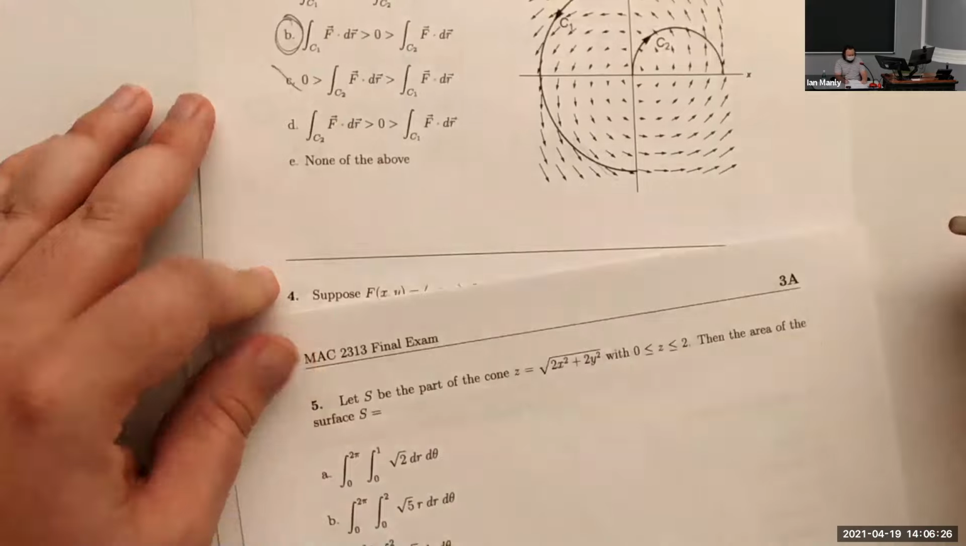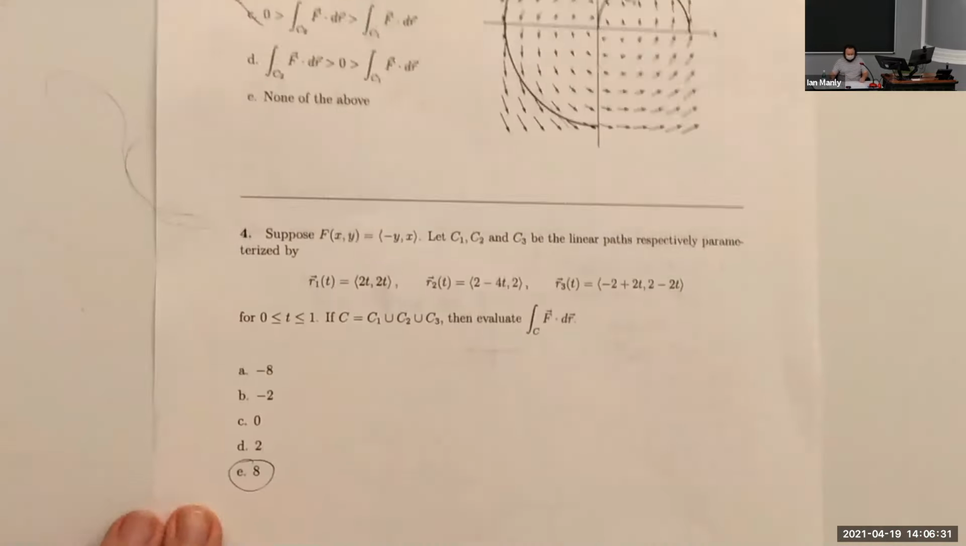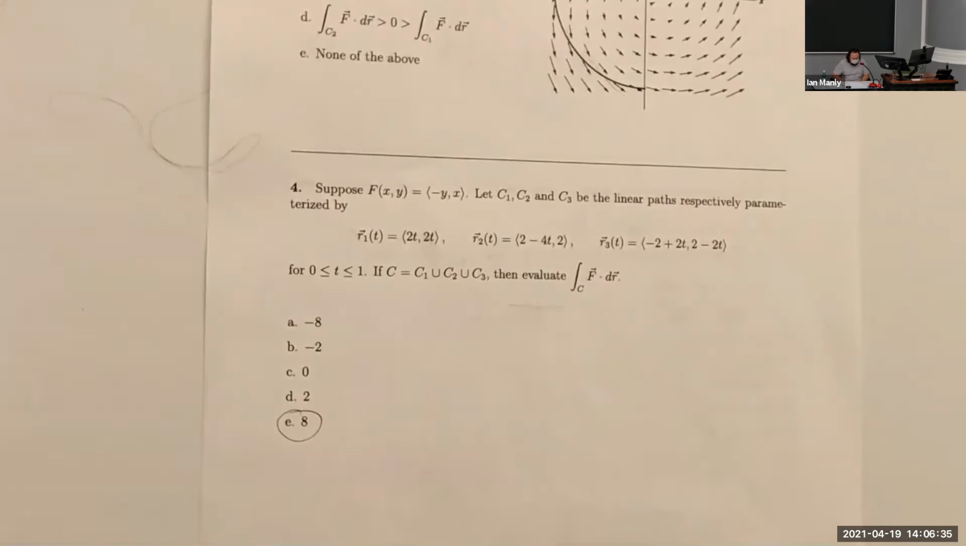Right, wait, we missed 4? Oh, we did miss 4. Sorry, 4. All right. Suppose f of xy is negative yx. Let C1, C2, and C3 be linear paths respectively parametrized by these parametric equations for t going from 0 to 1. Now, if C is the union of all these curves, meaning we travel along all 3 of them, then evaluate the line integral f dot dr.